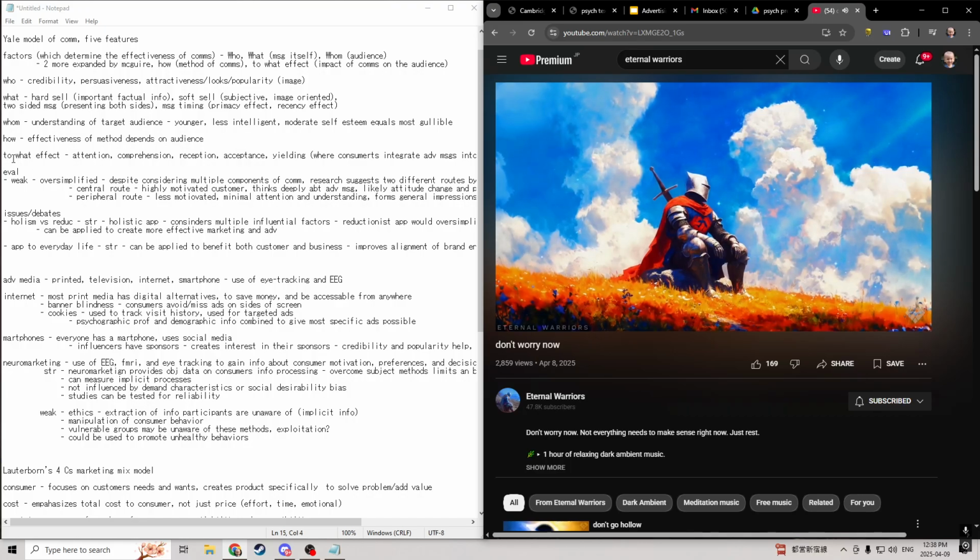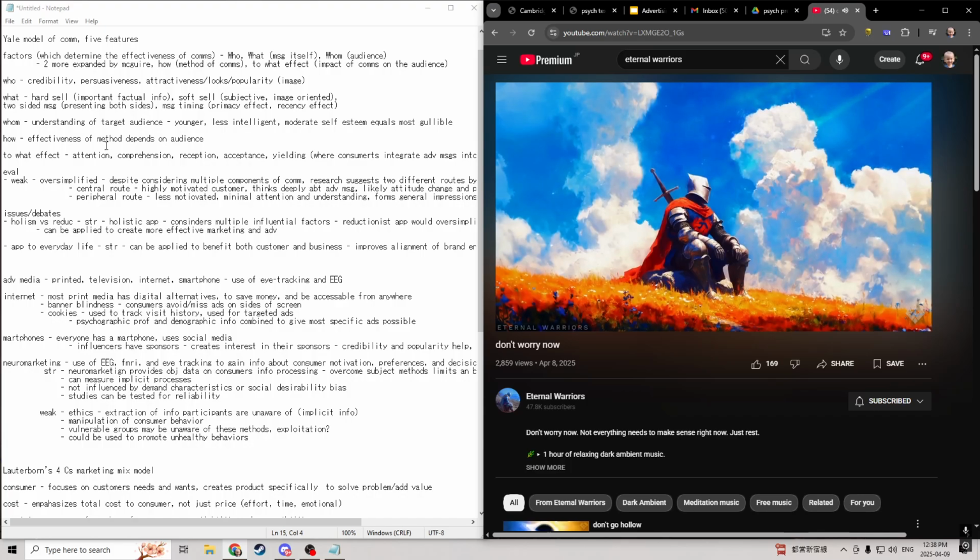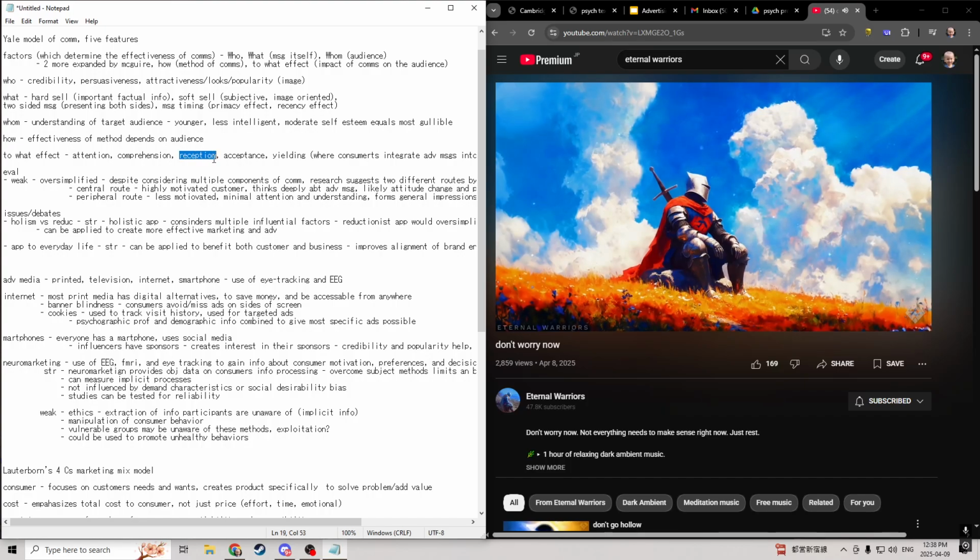And then to what effect? Meaning how attentive is the audience? How much attention are they paying to it? What is their level of comprehension? Reception is basically just these two combined. Does it make sense? Acceptance, meaning do they actually accept the message that's coming at them? They don't have any moral quandaries or values that contradict what's going on that would make them not accept the message.